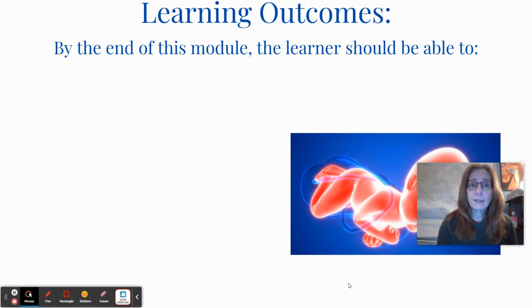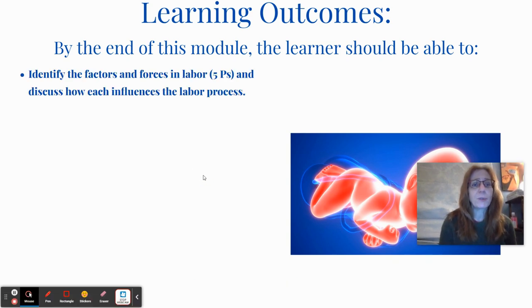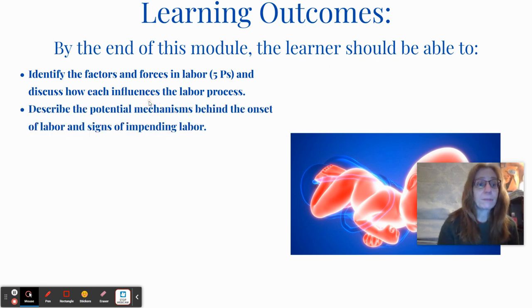So we have some outcomes. Let's establish those. By the end of this module, which will be 4 short videos, learners should be able to identify the factors and forces in labor, the 5 Ps, that might be the longest part of this, and discuss how each one influences the labor process. But we'll be referring back to the 5 Ps when we start applying that knowledge in how to help birth go better and faster.